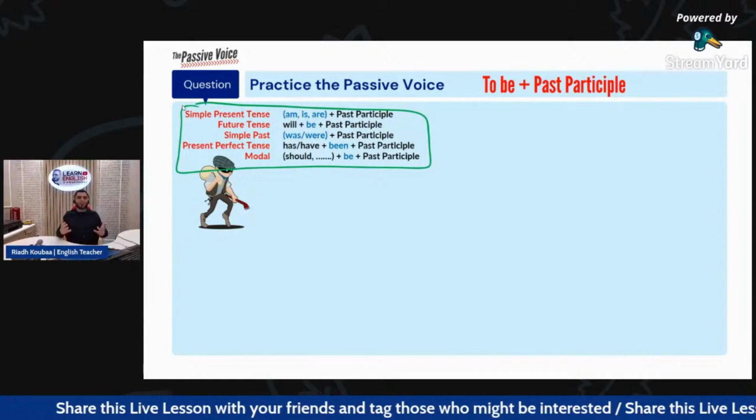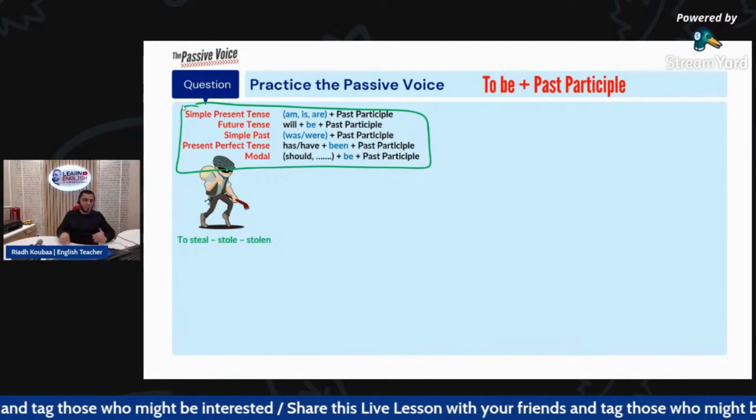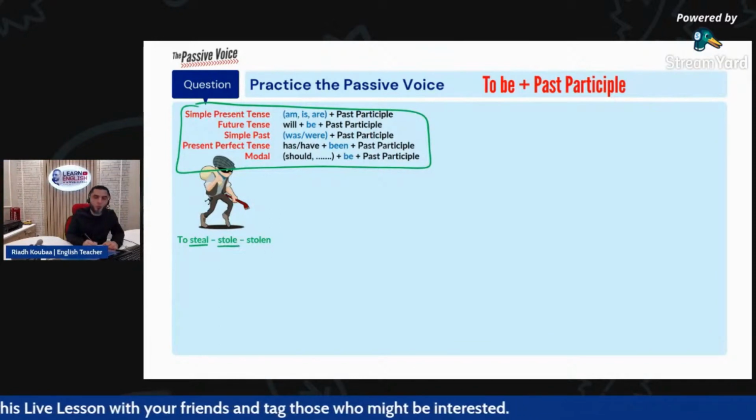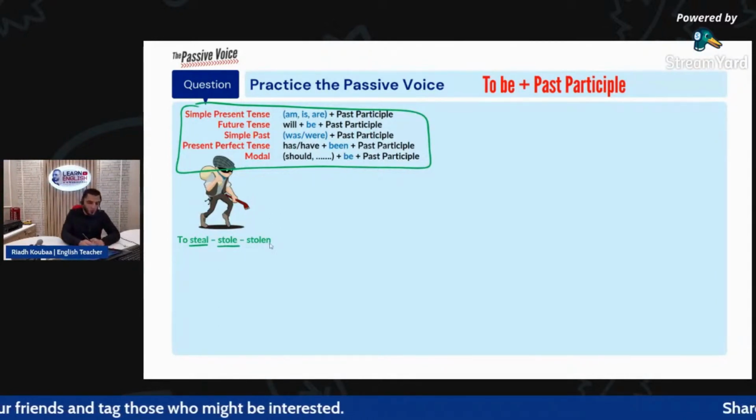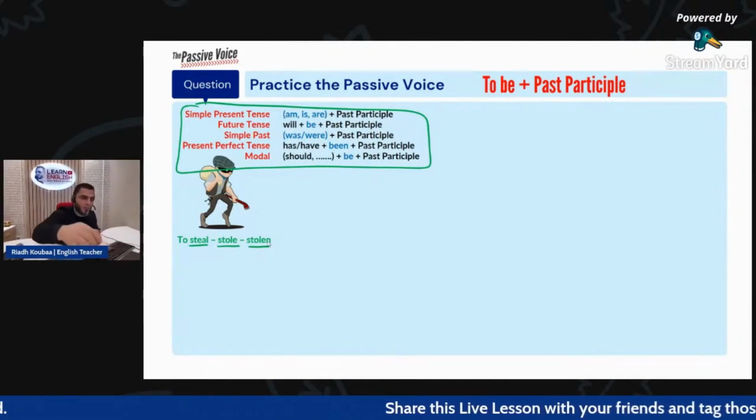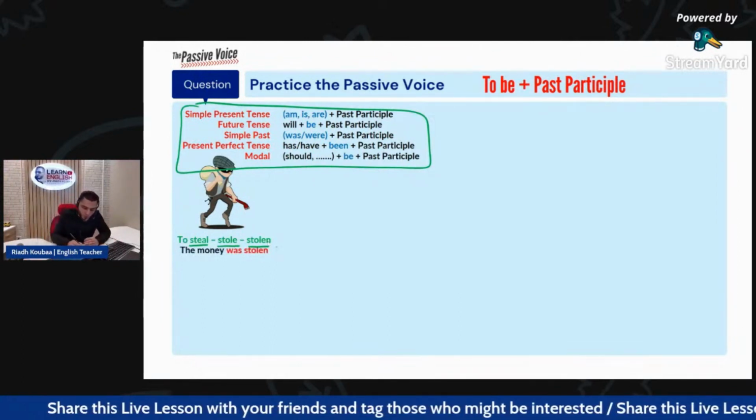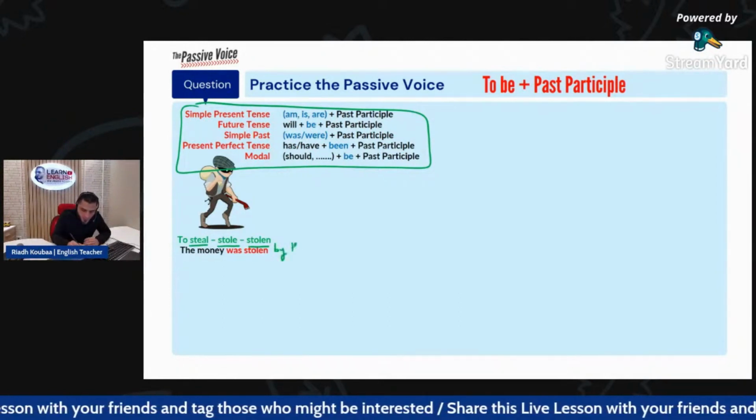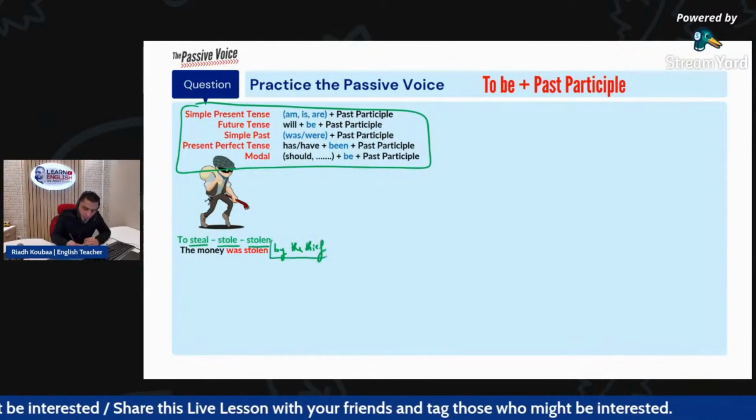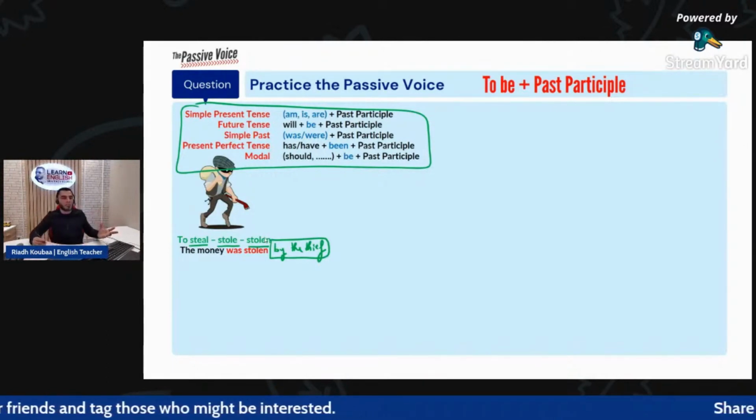So what happened to the money? If you don't know the verb, here is the verb to steal, as you can see. Then we have the simple past is stole and the past participle is stolen. Okay, so what is the rule for that? I hope that you will say it's "the money was stolen." If I want to complete the sentence, I will say "by the thief." But because my interest and focus is not on the thief, I said "the money was stolen."